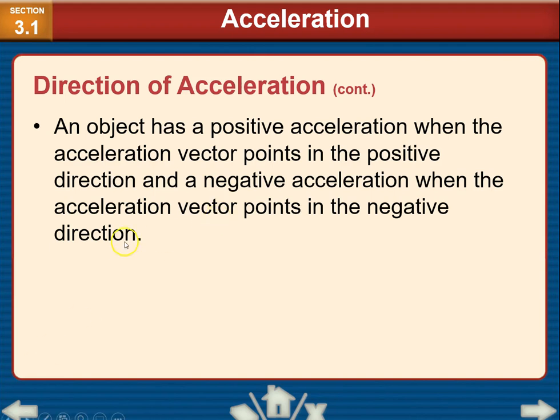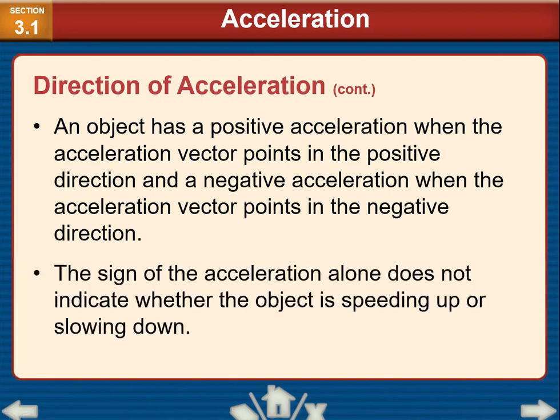Okay, and then again, an object has a positive acceleration when the acceleration vector points in the positive direction, and negative when it goes in the negative direction. Again, it does not always indicate whether the object is speeding up or slowing down. It just indicates which way the acceleration is happening.